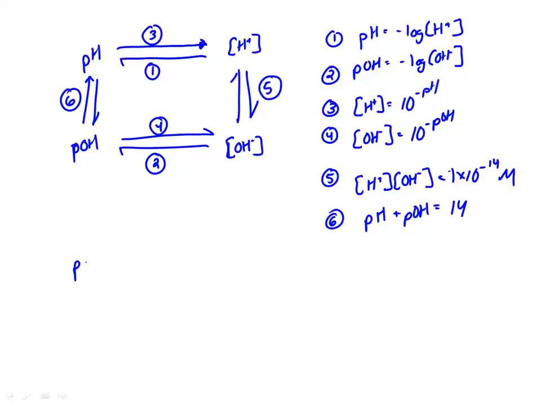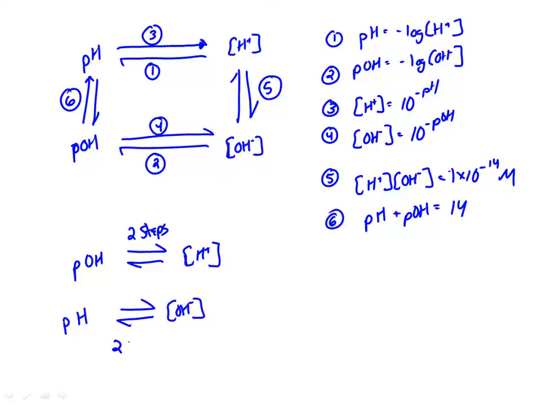And then if I want to go, for instance, between these two, this is 2 steps, right? Or if I want to go across from pH to concentration of OH minus, that's again 2 steps, meaning that I can't convert directly from pH to concentration of OH minus. There's no single formula that does that. I have to use a combination of them.